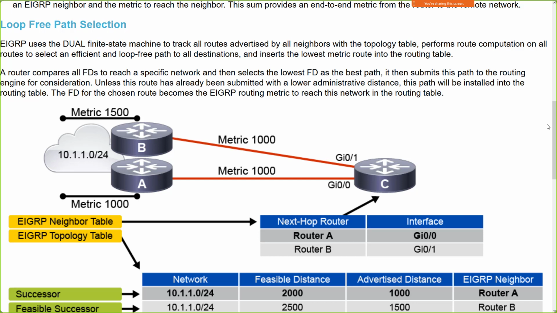Again, unless somebody else with a lower administrative distance value is telling me about the exact same path, I'll go ahead and install the route. The feasible distance for the chosen route becomes the EIGRP routing metric to reach that network, and that's what goes into the routing table.